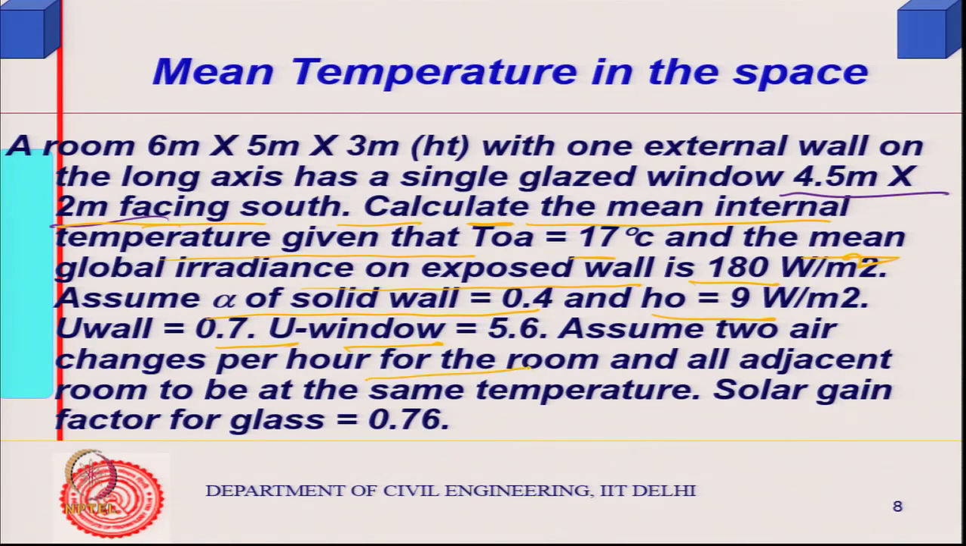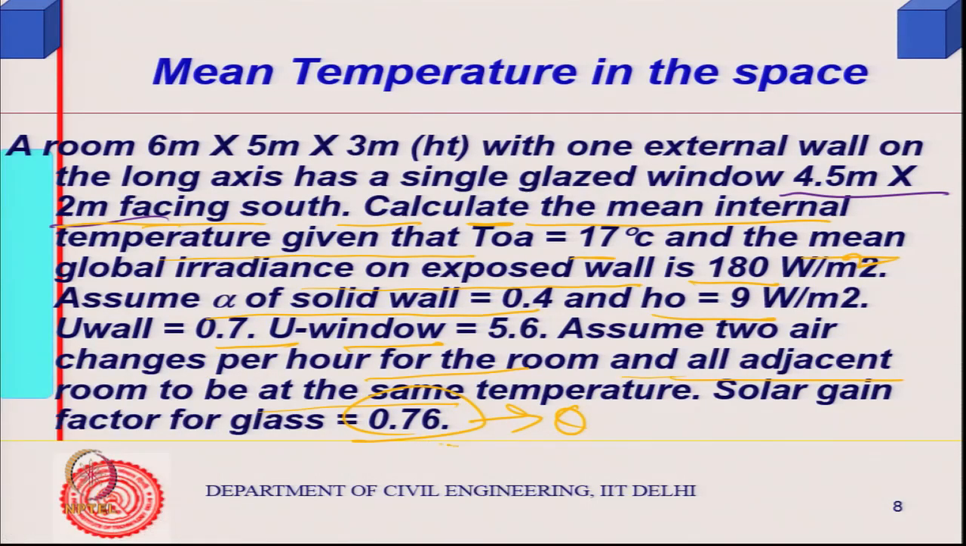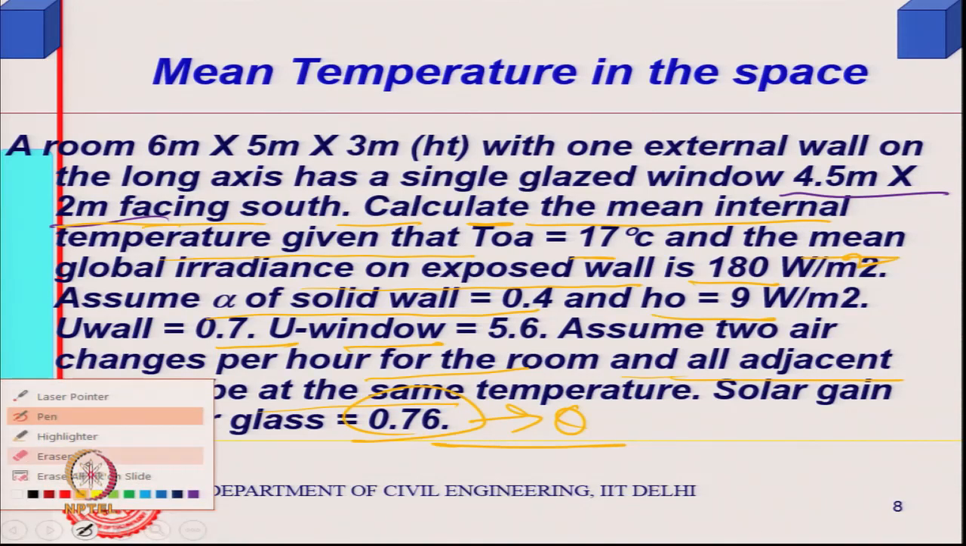Assume 2 air changes per hour of the room, that is the mean, and all adjacent rooms are at the same temperature. The solar gain factor for glass is theta. So it is something like this.